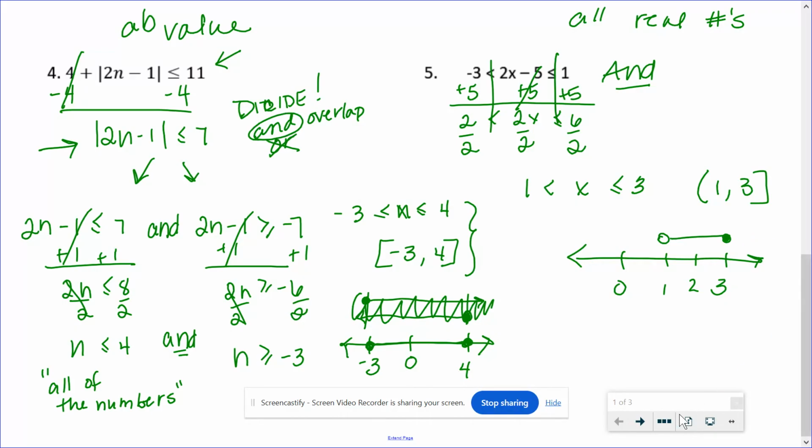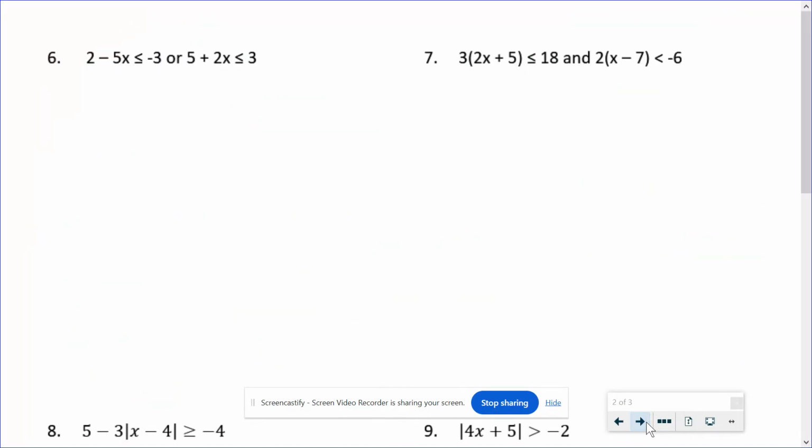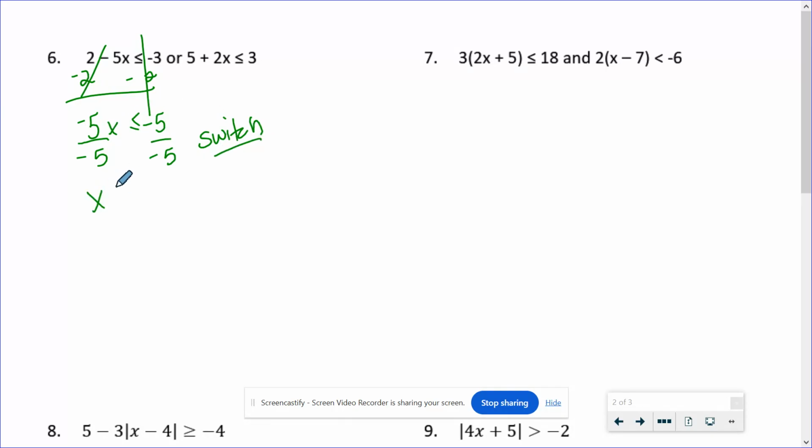All right, moving on. Number 6. So number 6 is a regular compound inequality, so I'm just going to solve for x. So minus 2, negative 5x is less than or equal to negative 5. Divide by negative 5, and don't forget to switch that sign because I am dividing by a negative. So greater than or equal to positive 1.